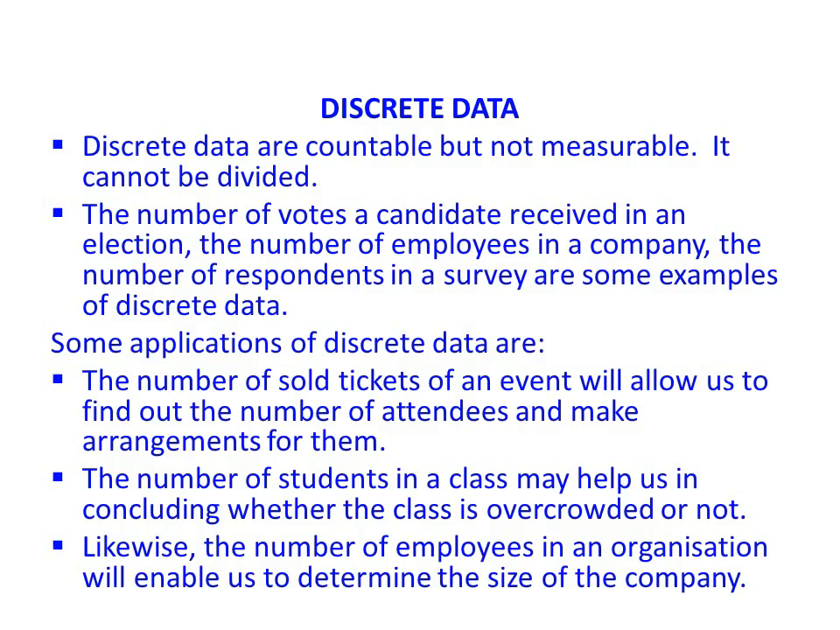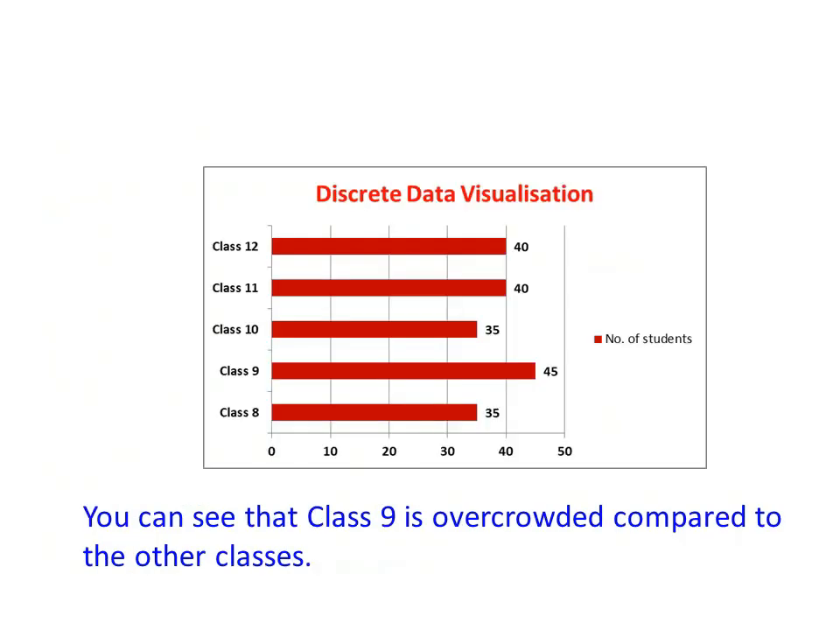Some applications of discrete data are: the number of sold tickets of an event will allow us to find out the number of attendees and make arrangements for them. The number of students in a class may help us in concluding whether the class is overcrowded or not. Likewise, the number of employees in an organization will enable us to determine the size of the company. Discrete data can be visualized in bar graphs.